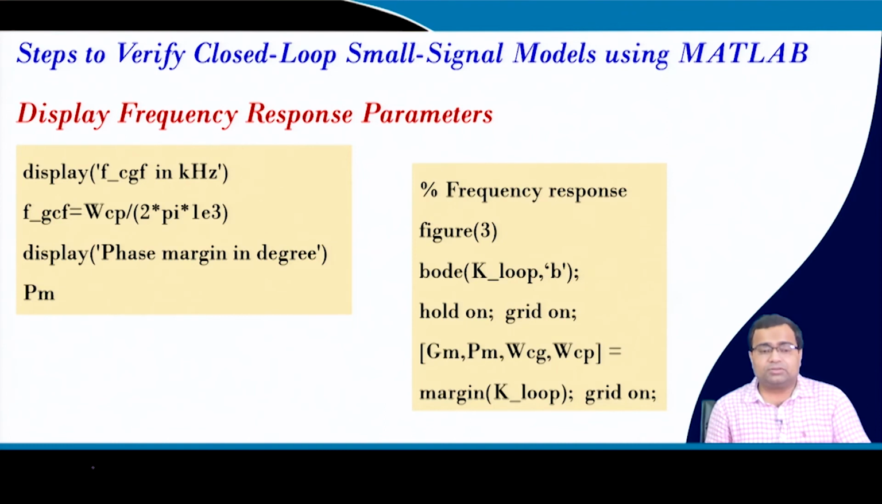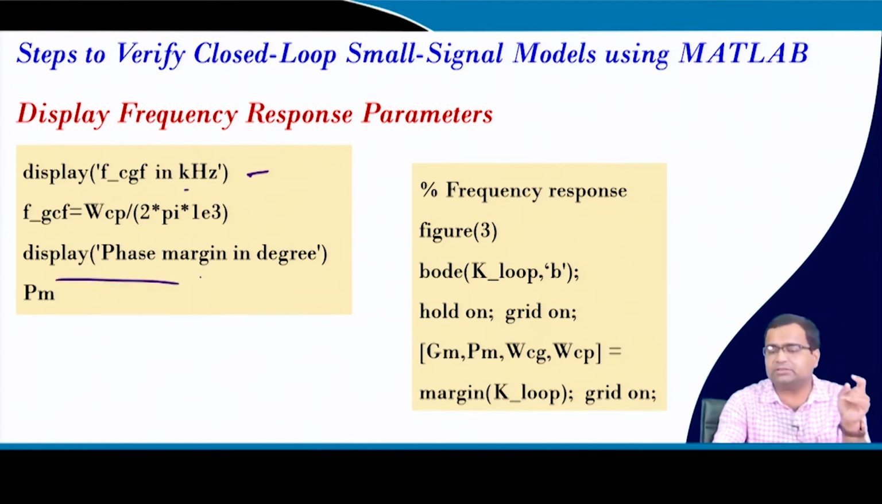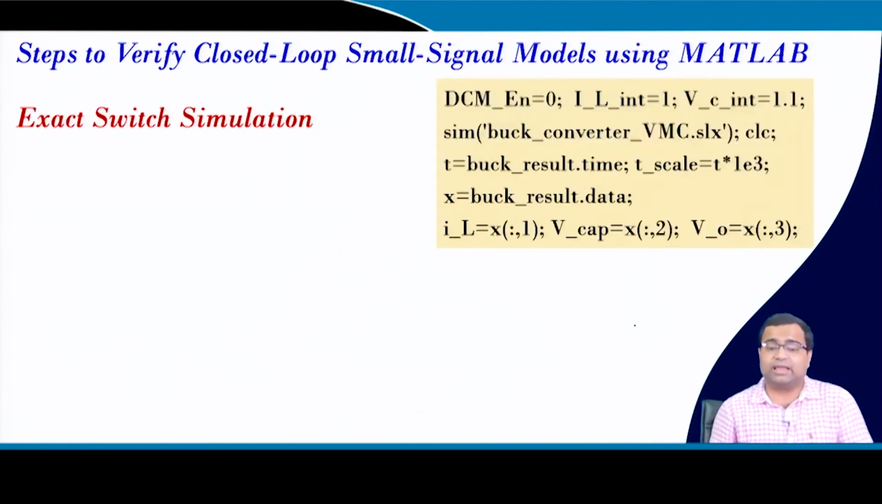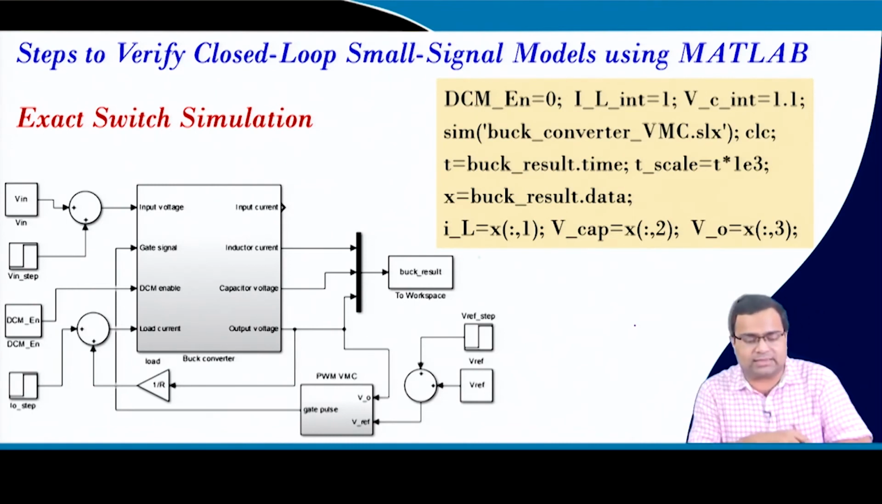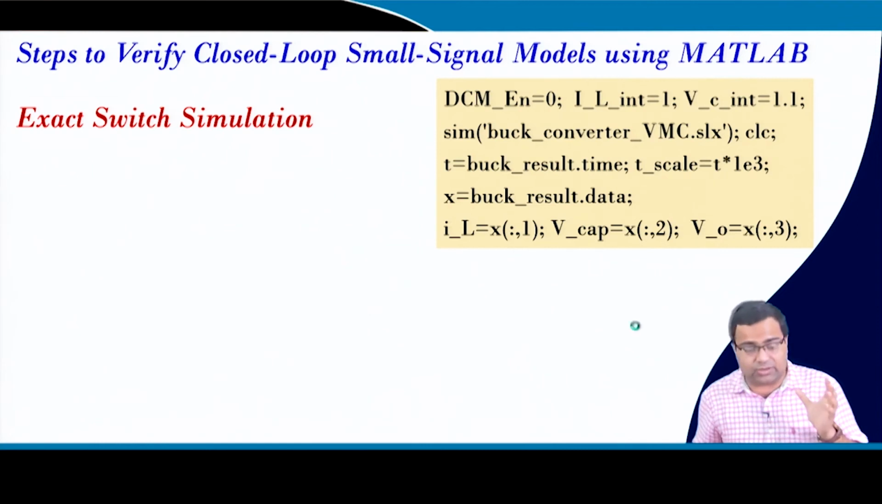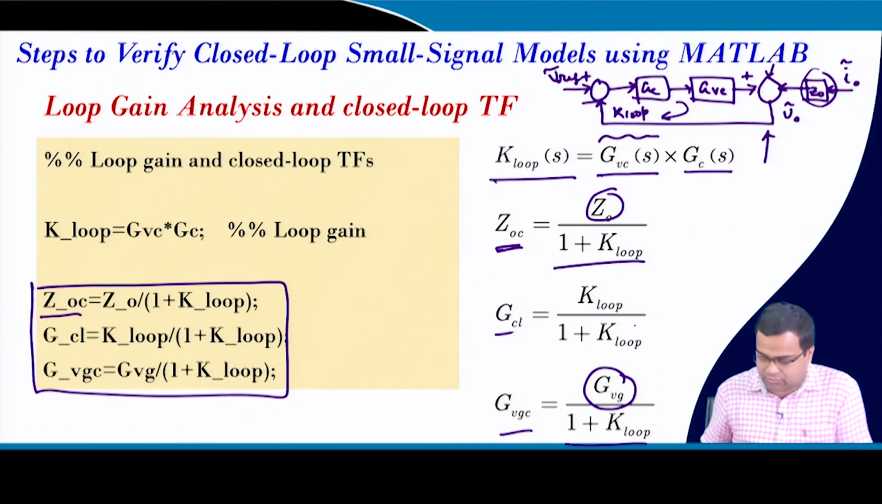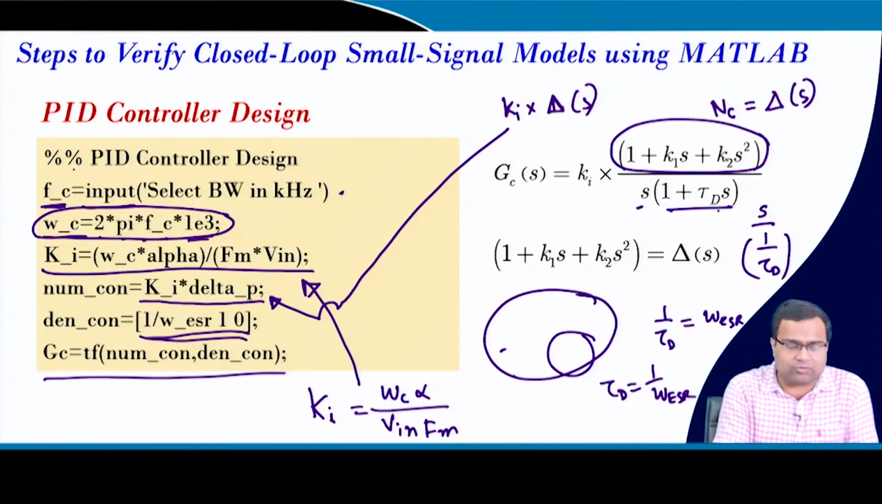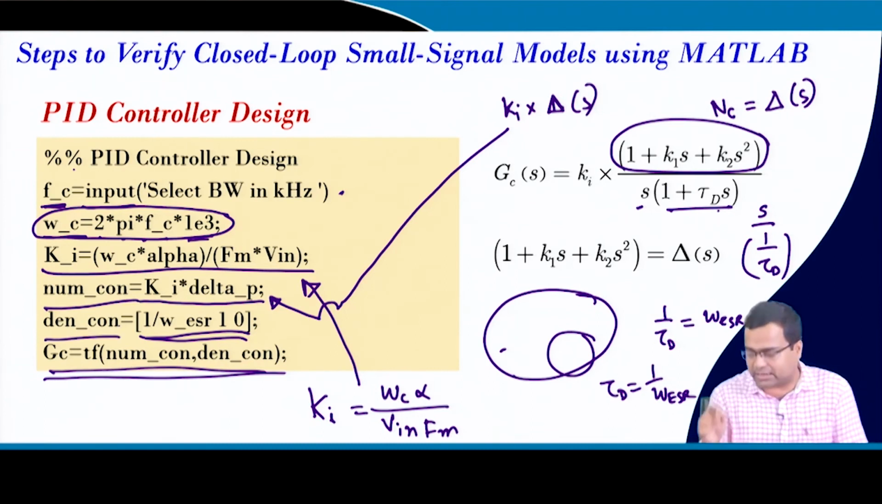Now, here it can display the gain crossover frequency in kilohertz, phase crossover, and phase margin. So, it can show the Bode plot of the loop gain margin. I will show the exact switch simulation we want to match. And how to do exact switch simulation? Since we have already computed the controller, I have shown you that this is the controller we have computed, the PID controller.